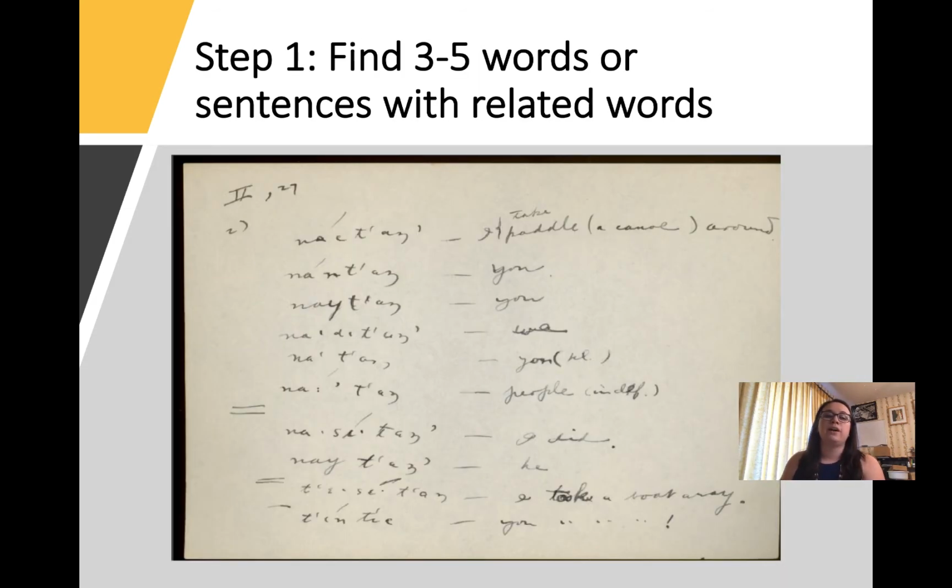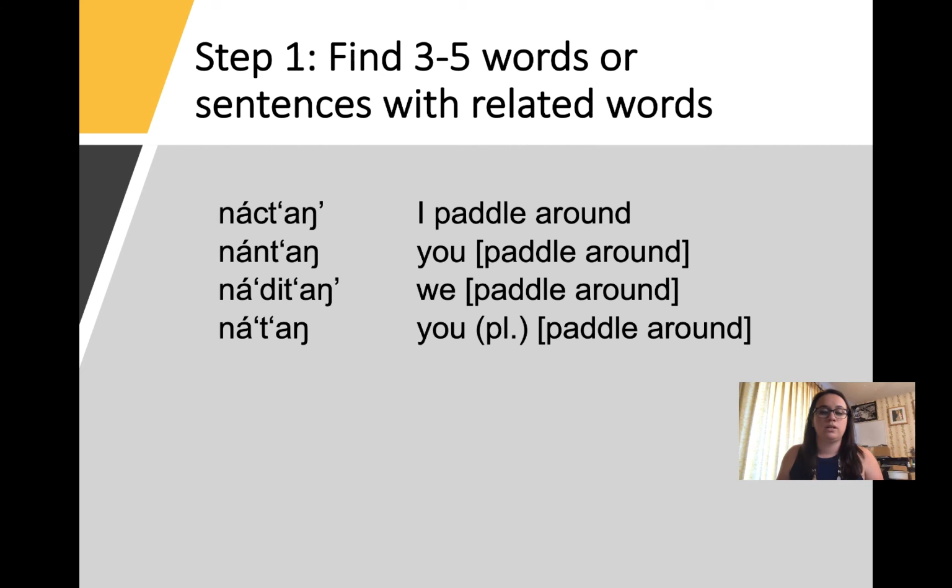So step 1, find 3 to 5 words or sentences with related words. I'm going to present this note card. From that note card, I can select 3 to 5 words or sentences, which mean: I paddle around, you paddle around, we paddle around, you, plural, so you all, y'all paddle around. And so that would be nash tang, nan tang, nah de tang, nah tang.